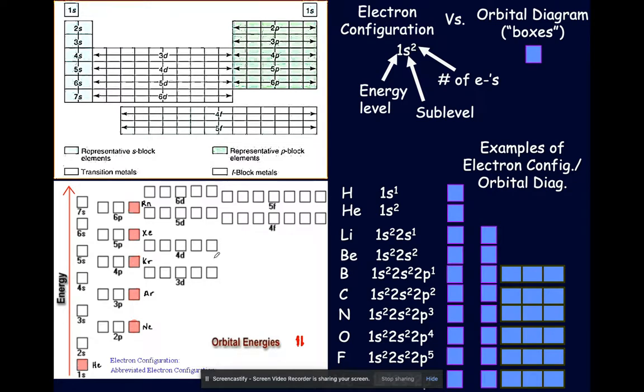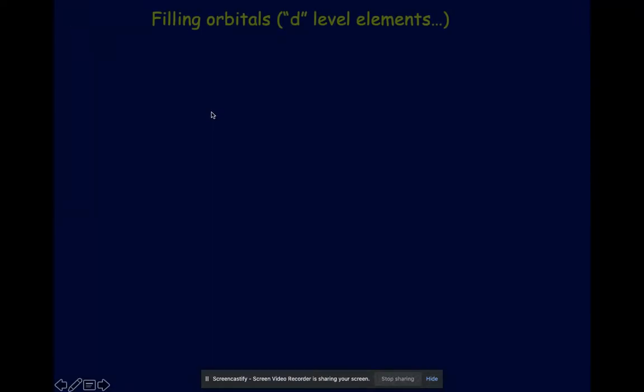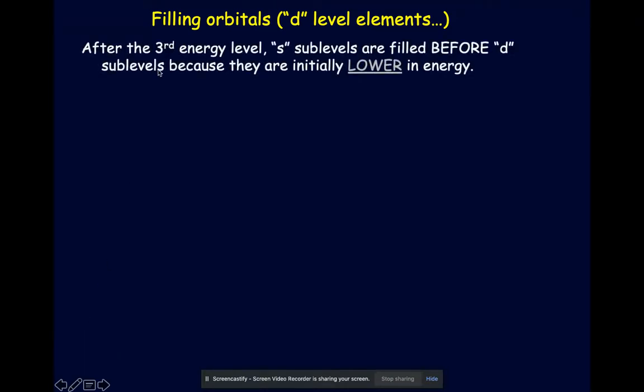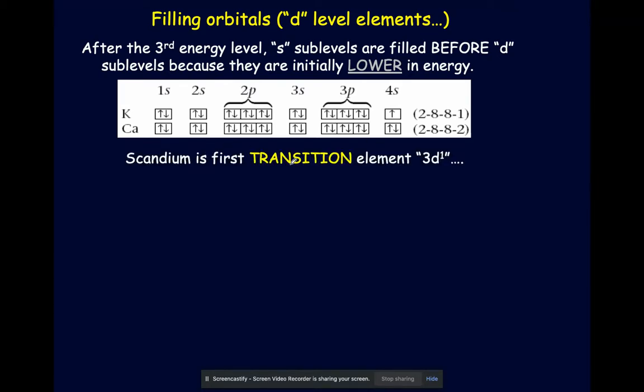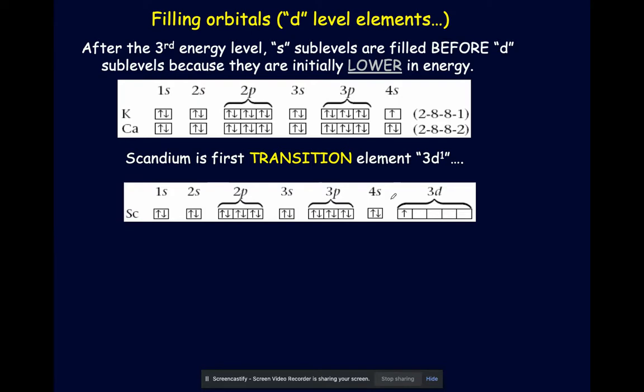So if we go forward to the next bit of notes, and look at the filling, the d levels are unique because they're one energy level behind. After the third energy level, s levels fill before the d because they're initially lower in energy. So if you look at the first element, calcium is going to be 4s1, and then 4s2. And then scandium will be the first transition element at 3d. So scandium comes at 3d1, and it will begin to fill the 3d.